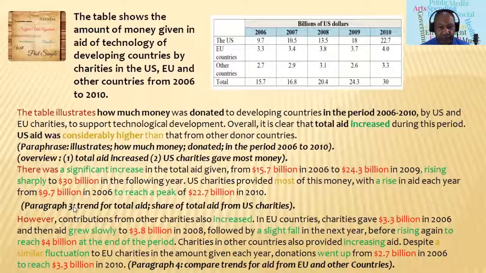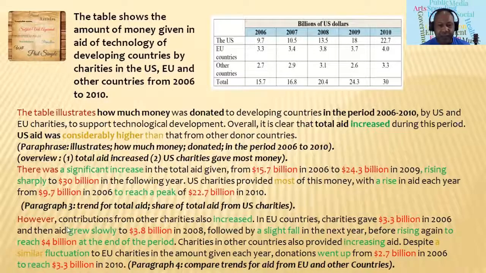So, yeah, total aid increase, US charities. That's that. Sorry, trend for total aid increase, share of total aid from US charities. Yes, sorry, I've put it below, not above. My mistake. So this paragraph is summarized like this.